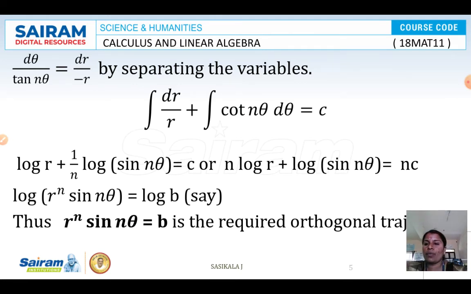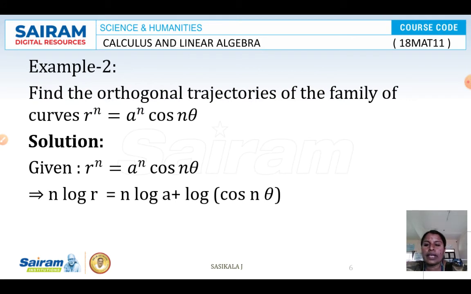Okay, we'll see one more example. So second example, find the orthogonal trajectories of the family of the curve. Here cos theta is there on the right side: r power n is equal to a power n into cos n theta. So how will we do it? As I said, by default in polar form we take log first, and immediately it will come: n log r is equal to n log a plus log of cos n theta.